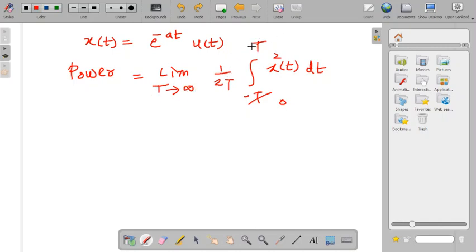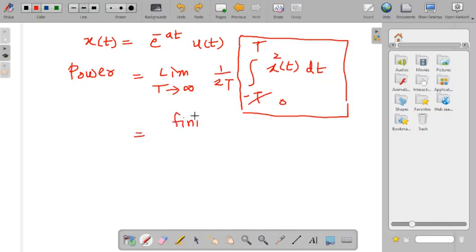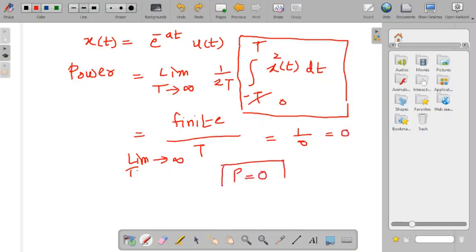So if it is so, then you observe this part we have already calculated as energy, and this energy is coming out to be a finite quantity. So finite quantity divided by t, and I am putting this limit as t tending to infinity. So if I put this t as infinity, then finite divided by infinite will be 1 by infinite, which is equal to 0. And therefore the power of this signal is 0.